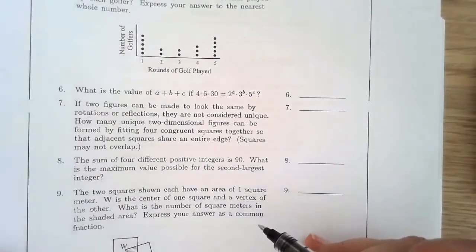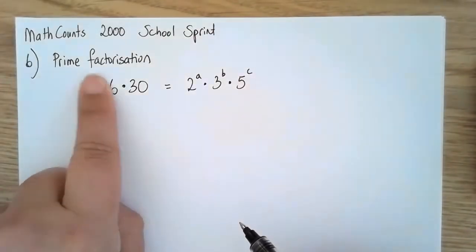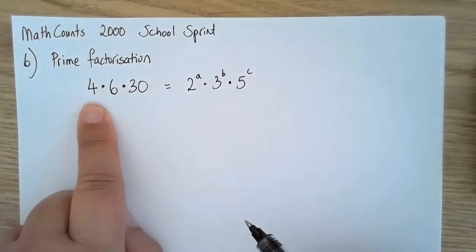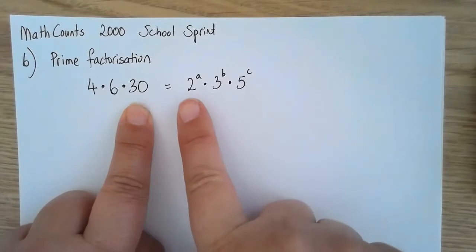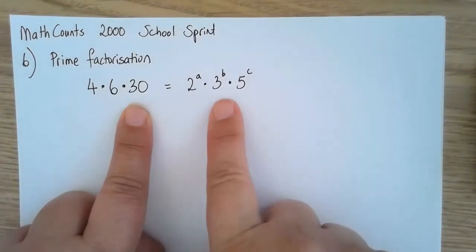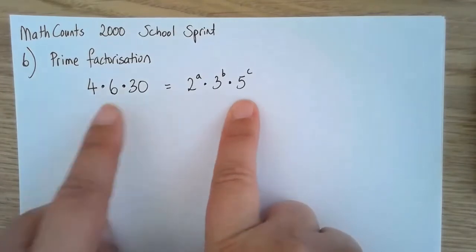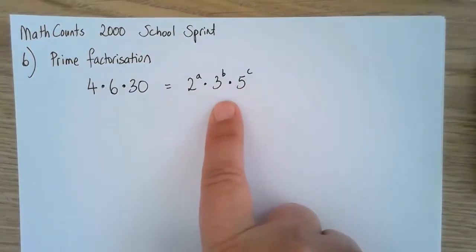Looks horrible. Took me a while to work it out until I realized it was a prime factorization question. And what I needed to do was to find the prime factors of these three numbers. The clue is the 2, the 3, the 5. These are the first three prime numbers, and we're looking at powers of those.